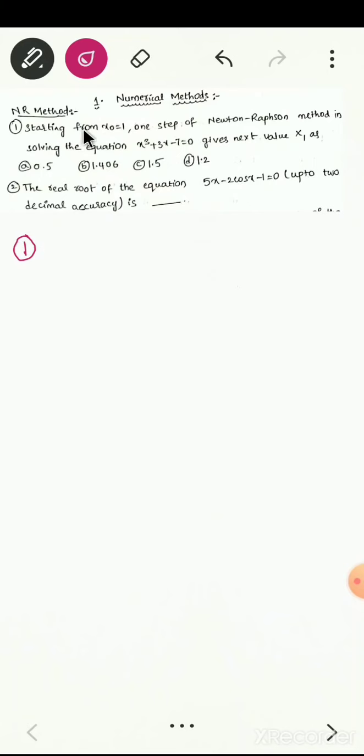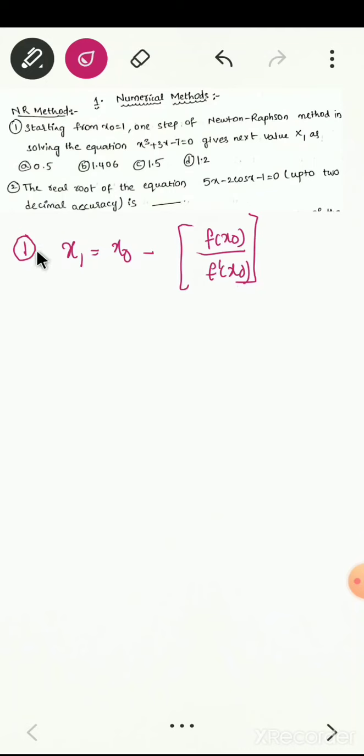Starting from x0 equal to 1, one step of the Newton-Raphson method in solving the equation. They have given some equation and an initial guess of 1, and they are asking us to find the value of x1. We know x1 is x0 minus f of x0 divided by f dash of x0. So this is the value of x1, as we know.